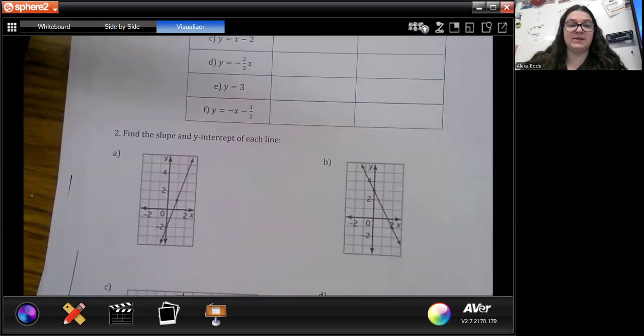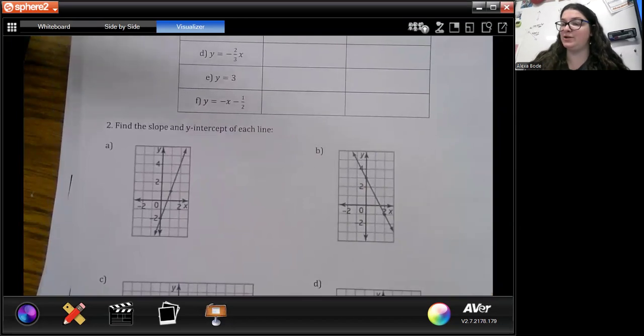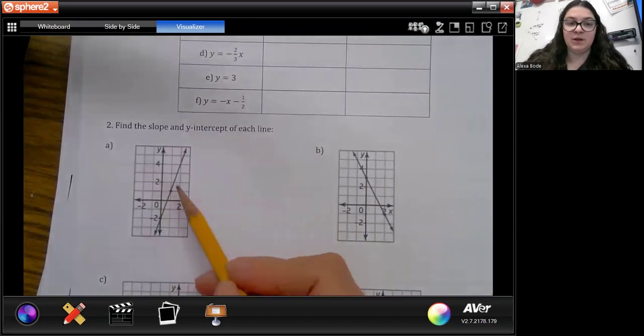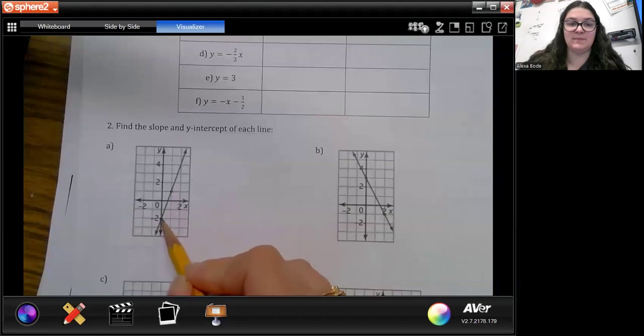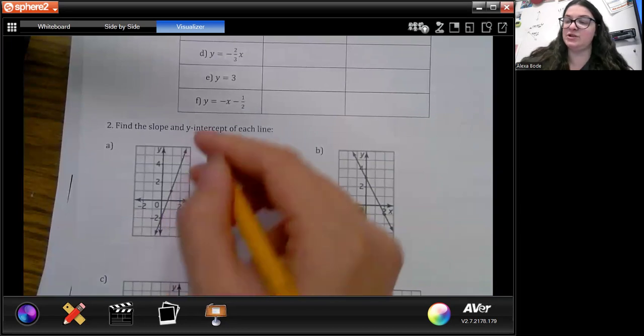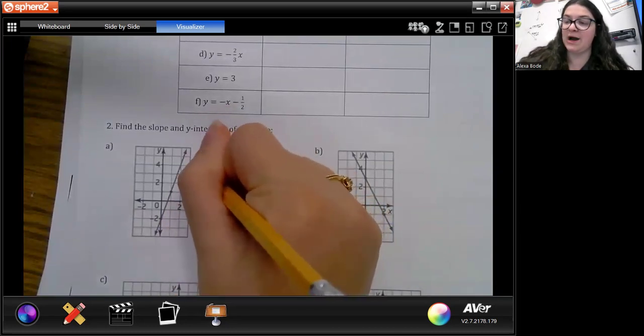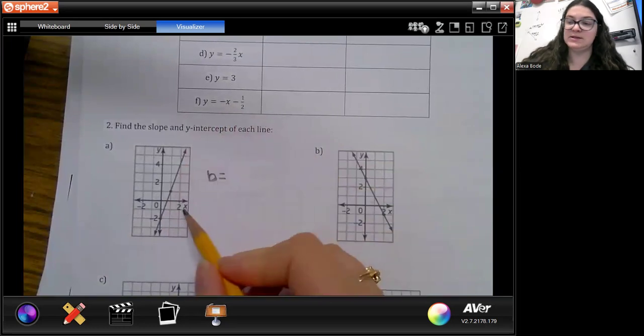Okay, the next part of this, it wants you to find the slope and the y-intercept for each line. So this is what we did on Wednesday. Finding the y-intercept is what I like to do first, where it crosses the y-axis right here at -2. So my y-intercept, or b, is -2.